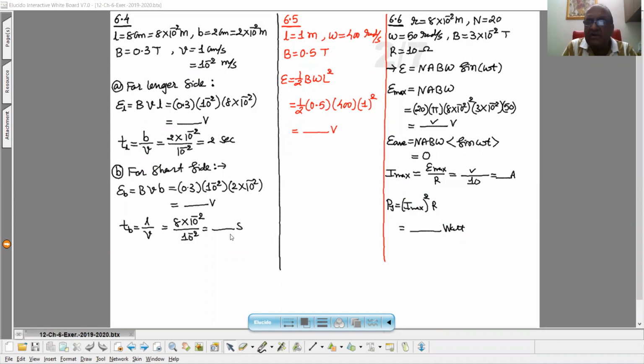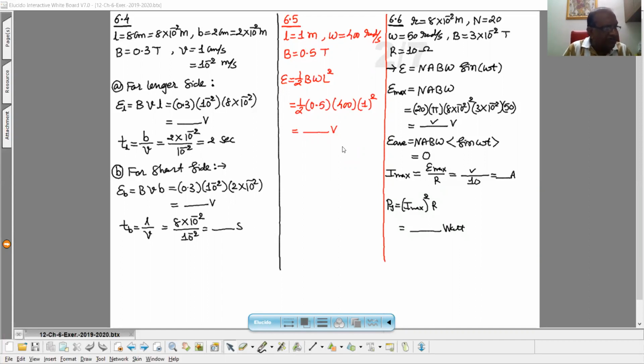So we already derived the equation for the EMF induced in this type of case in one illustration, and that equation is half B omega L square. Now see here, the length is given to you, 1 meter, omega is 400 radian per second, and B is given to you, 0.5 Tesla. Substitute values, you will get the answer. Very simple example. Clear? Then 6.6.